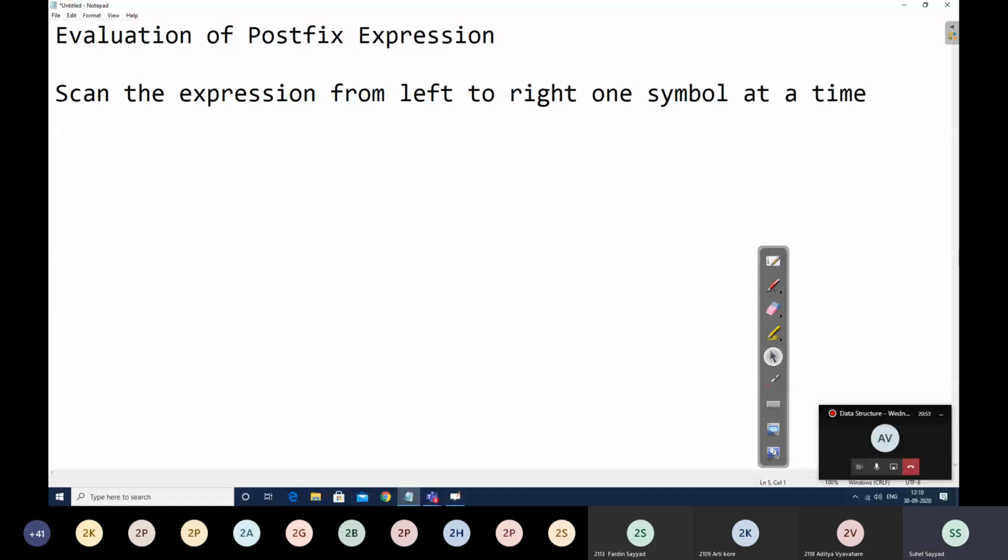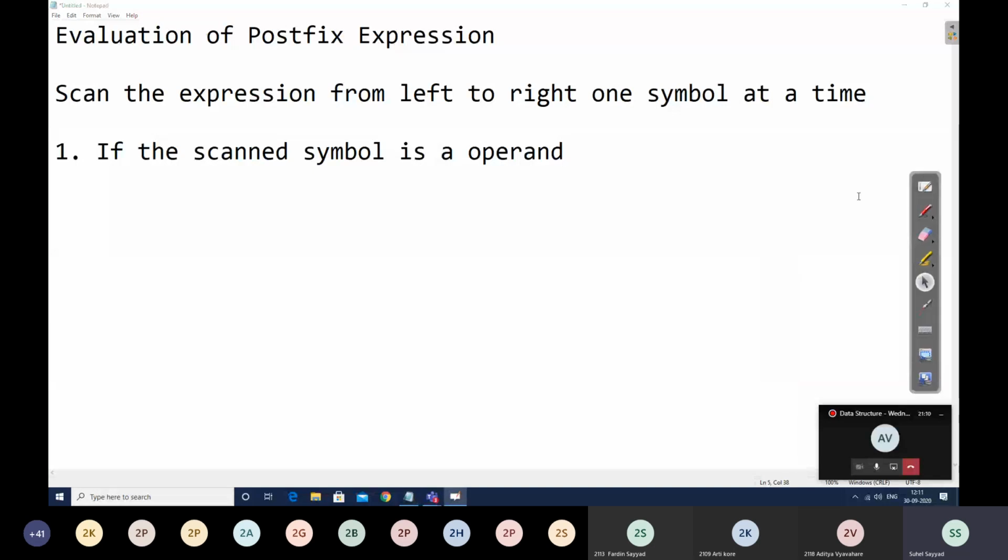Now, if the scanned symbol is an operand, what is the first rule? The first rule is that if the symbol that you have scanned is an operand, and operand means numbers here in our example, like 3, 4, 5, then push the operand on the stack. We are going to push that operand onto the stack.